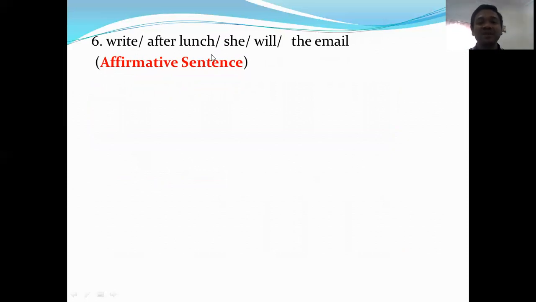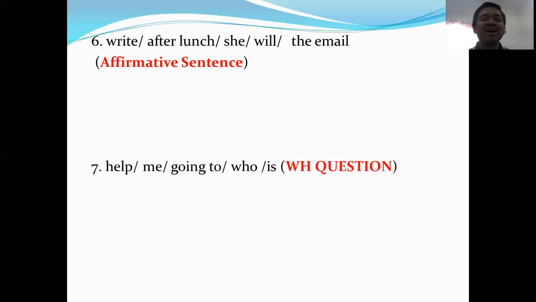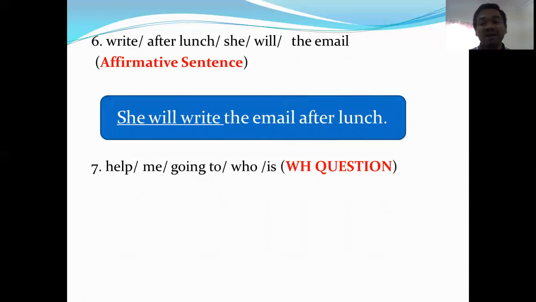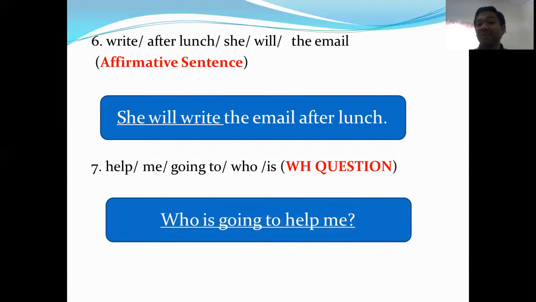Now, number six: right after lunch, she will write the email. Affirmative sentence. Make your sentence. Okay, let me see if you got it right. So you will say, she will write the email after lunch. Number seven: help me, going to, who, is. Can you formulate your WH question using be going to? Let me check. You will say, who is going to help me?